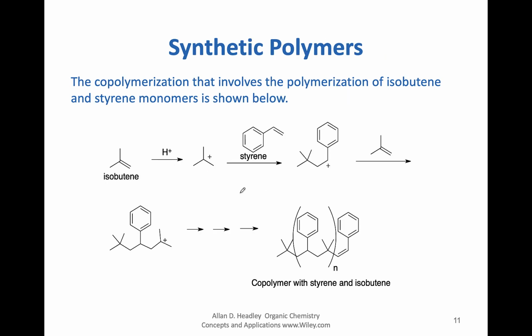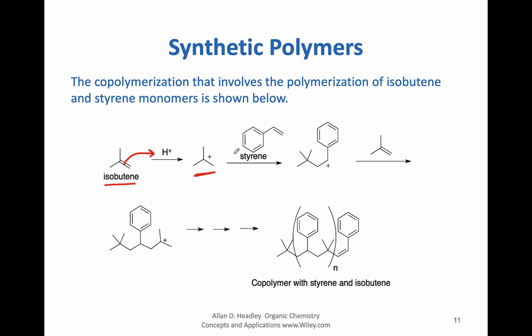So let us look here at copolymerization between two molecules. This time we're using the cationic polymerization. So here's isobutene, double bond, which is a Lewis base, and here we have H plus, an acid, just to start the reaction. So we can have a bond here to generate here the cation.